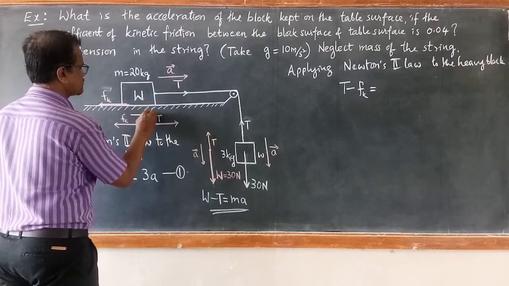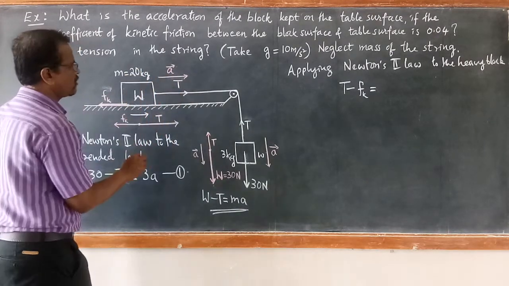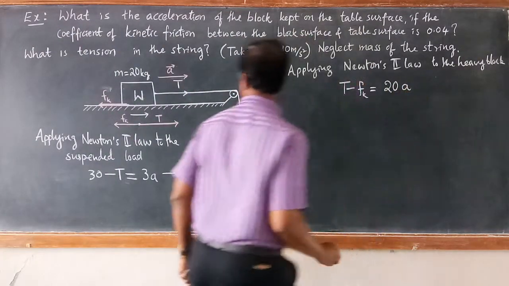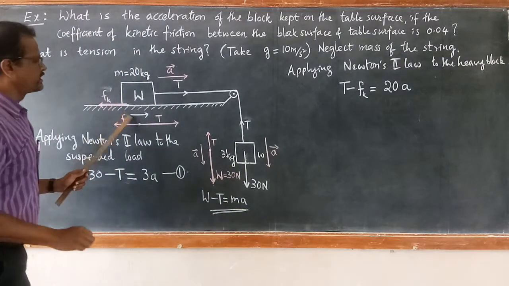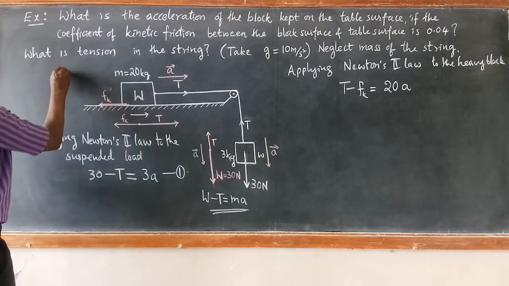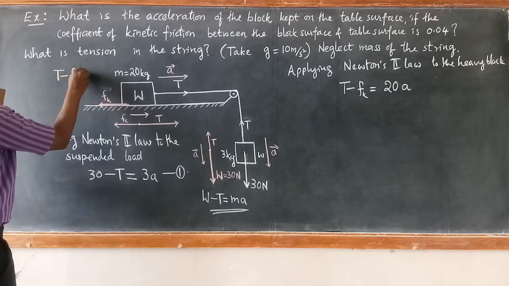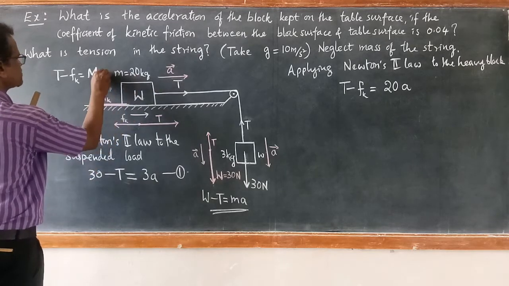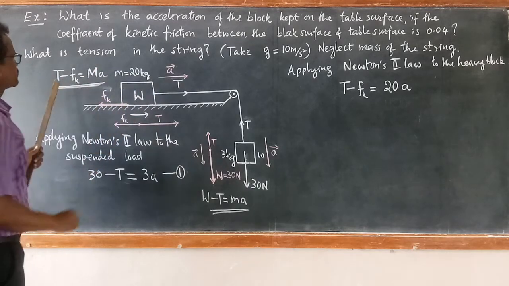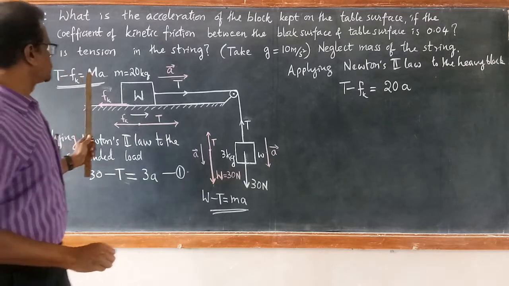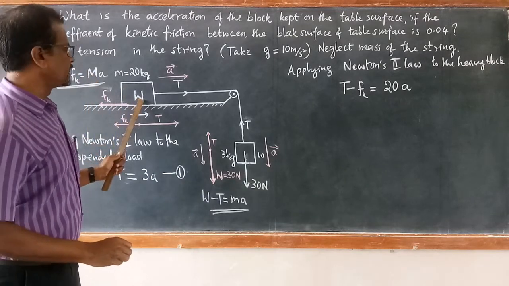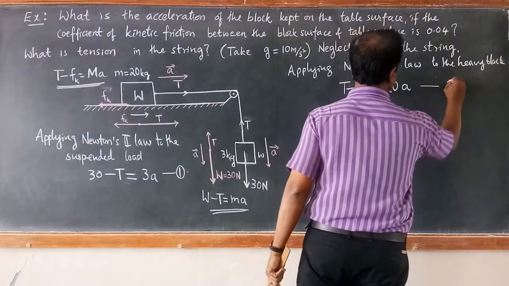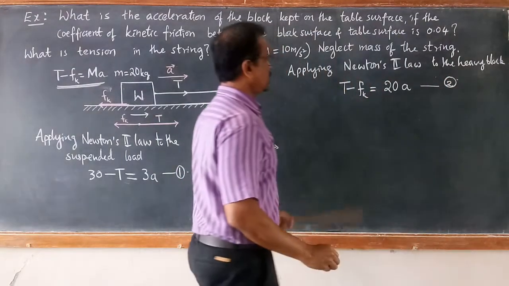So that gives us the net force. Mass of the block is 20 kg into acceleration A. So the equation which I have applied here is, if you take this mass as capital M and acceleration as A, T minus Fk is equal to mass of this block, 20 kg, into acceleration. That becomes the net force. So call this equation number 2. Now what is Fk?